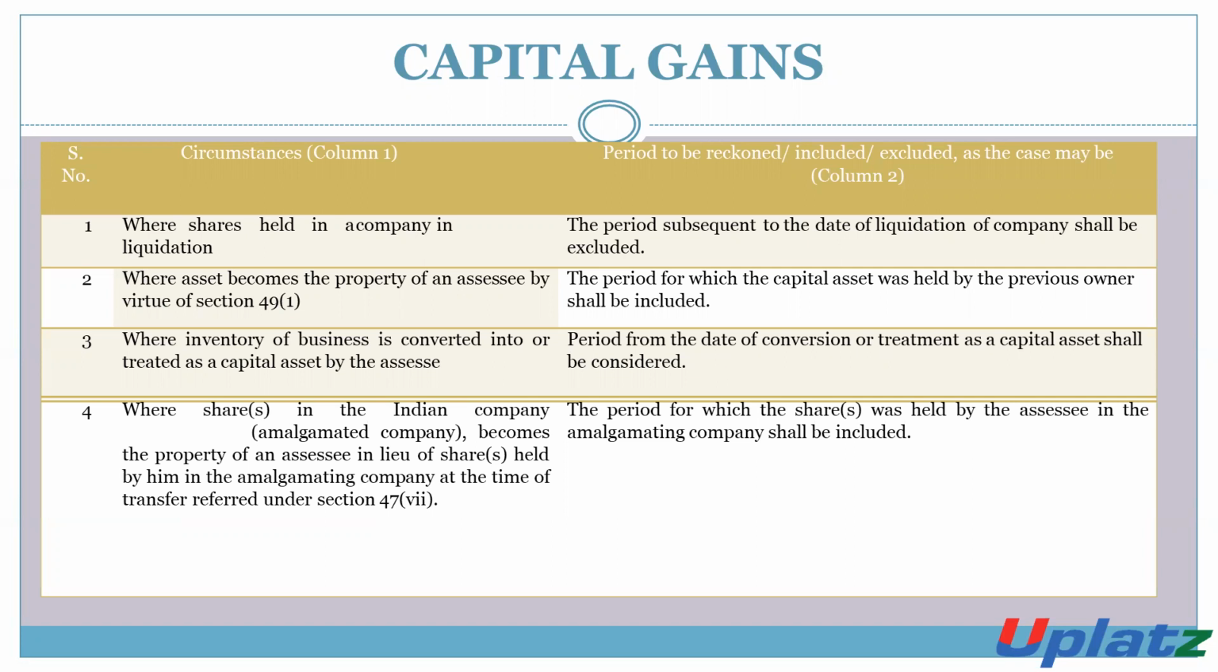Now he wants to convert his stock into capital assets. It means he no longer wants to carry on the business activity in furniture and fixtures, and he wants to convert the furniture and fixtures stock into a capital asset. So the period from the date of conversion, when it is treated as a capital asset, should be considered. The date from when it is considered a capital asset will be considered the period of holding.